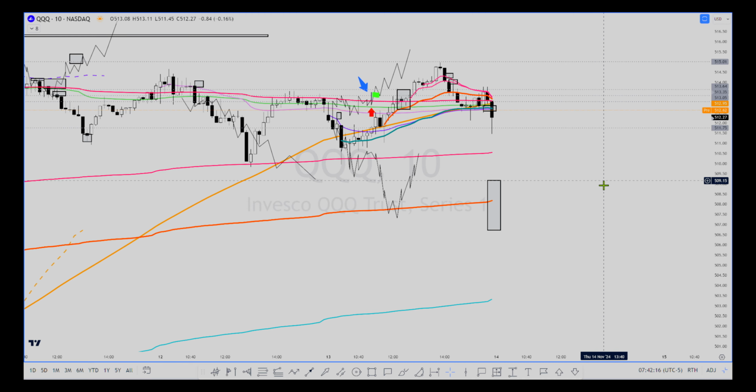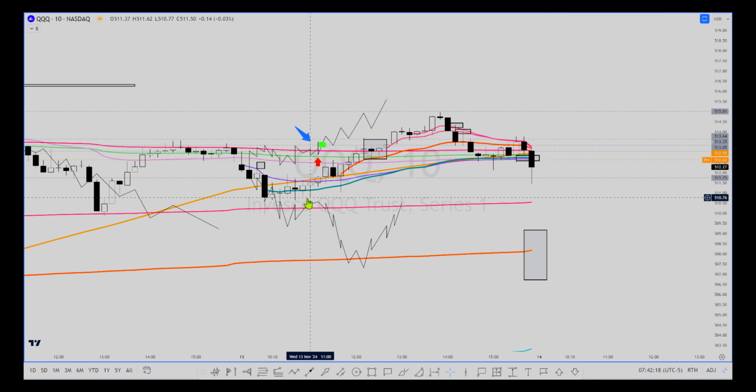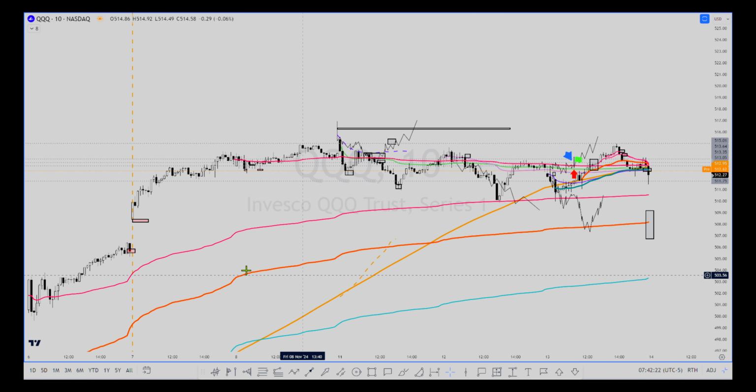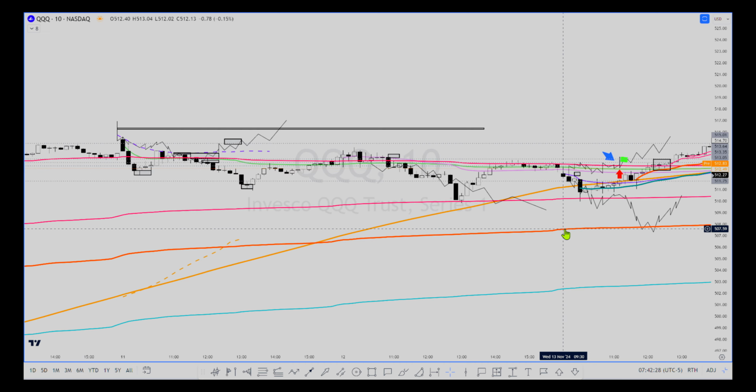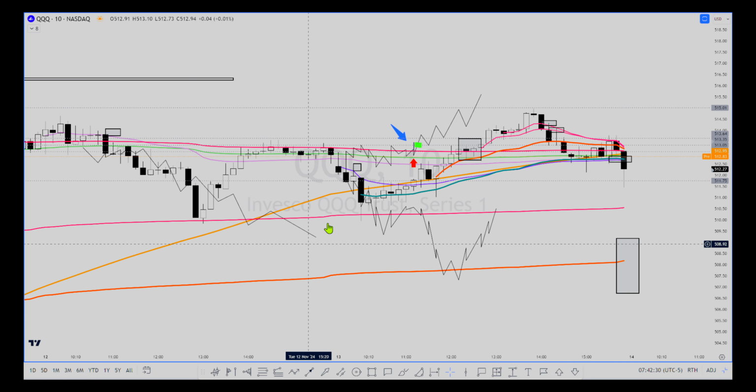QQQ, yesterday's price action, we see that we tagged that election VWAP. You can see the election VWAP from here. We tagged it on Tuesday, tagged it on Wednesday, rallied back above the daily VWAP, reclaimed the daily VWAP.